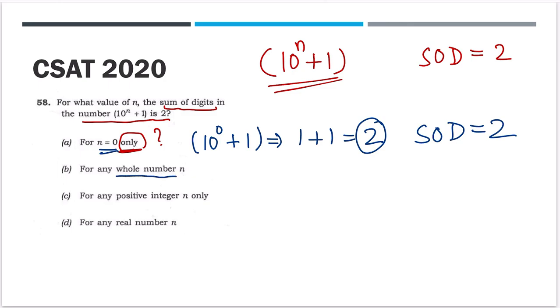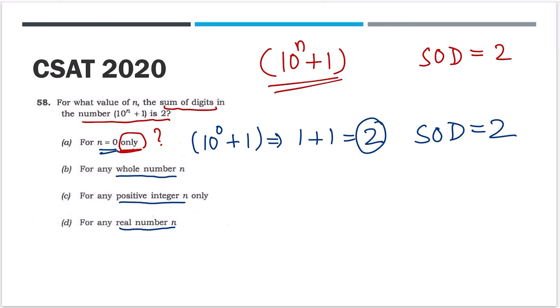For any whole number, for any positive integer n, and for real numbers. These three terms, I've already told you. If you go back to the first class of number system, I've given you the definition of whole number, positive integers and real number. So now tell me, for any whole number, what is a whole number?